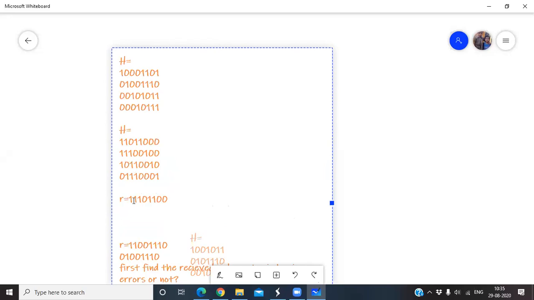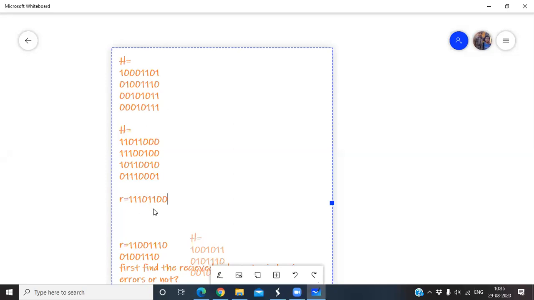Now do this. Now R into H transpose. Definitely you will have the error in the fifth bit position. Please do this fast, Malika. H is equal to this one. Now take the received code vector 1110 1100. Now S is equal to R into H transpose. Now tell me the correct code vector.